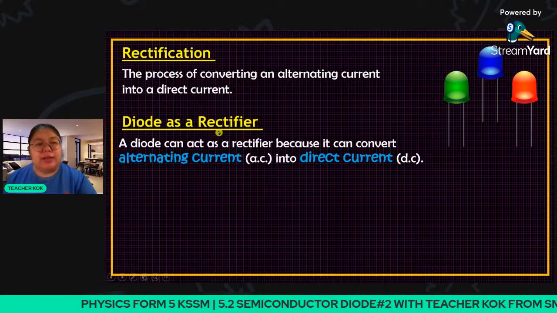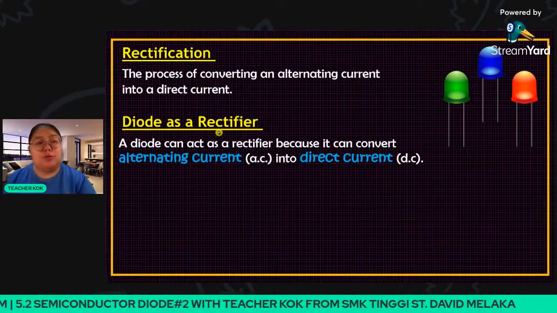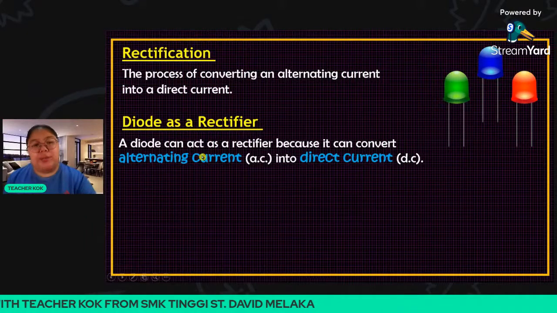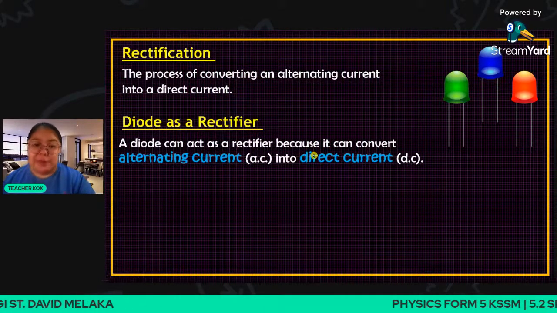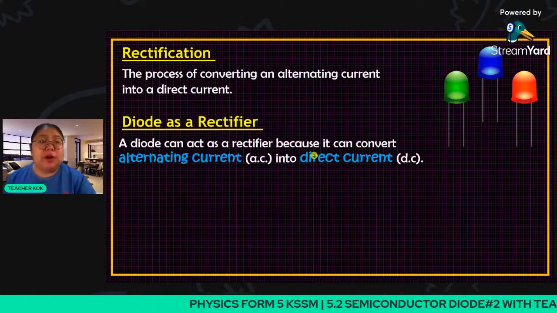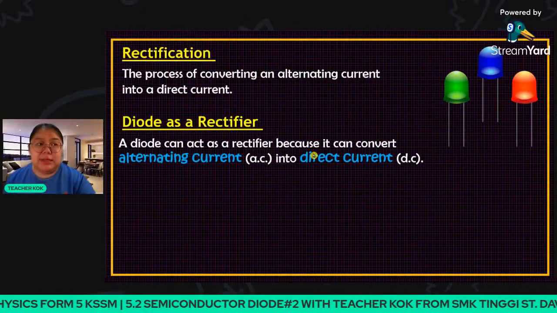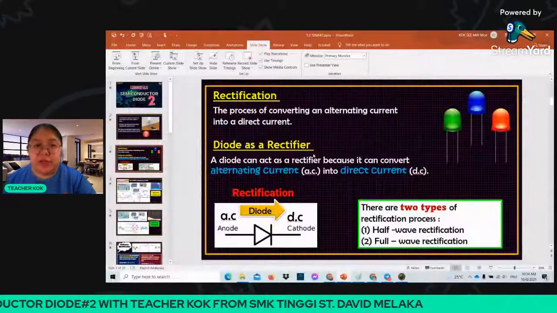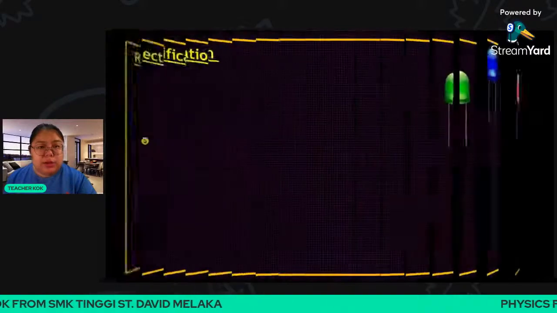Okay, let's see the process. The diode, we can say, is a rectifier, because it is an object that helps to do the process. So they become the rectifier. So a diode can act as a rectifier because it can convert alternating current to direct current. Okay, so this one is a function of the diodes. They can convert from AC to DC. Through what? Through the process. What process? Rectification. Okay, sorry, I have to change back. Okay, rectification.